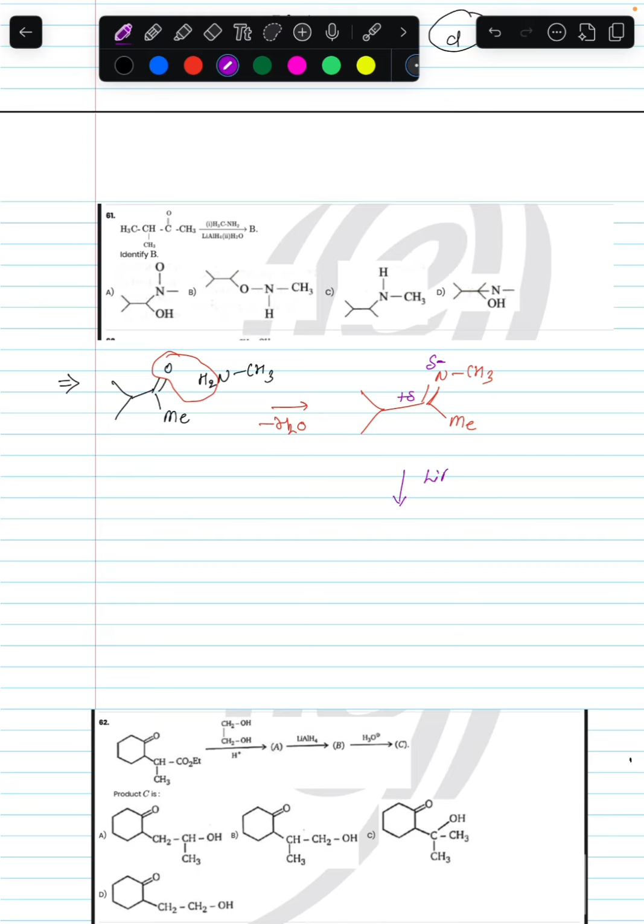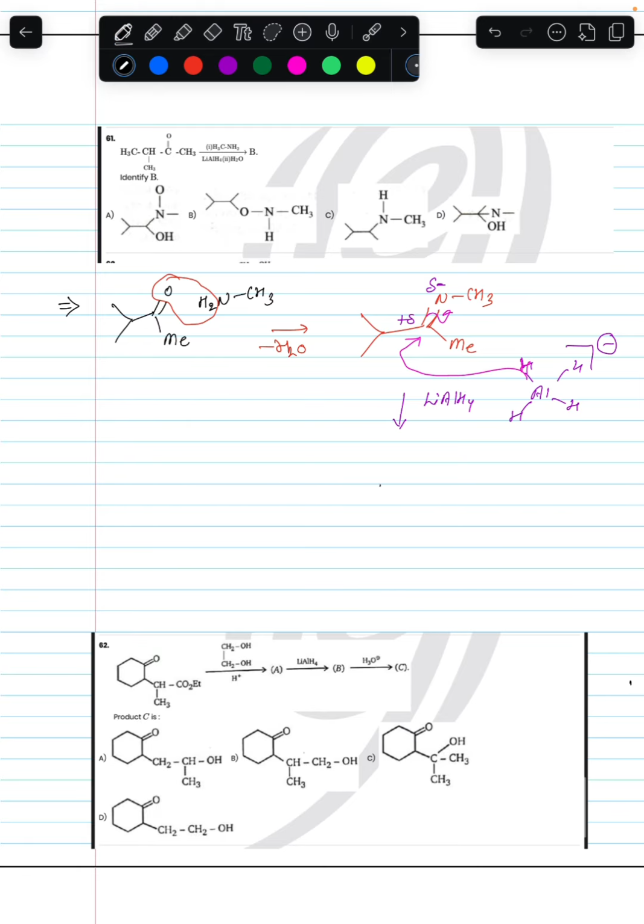It reacts with LiAlH4. So LiAlH4 is a reducing agent. Here the reacting species, meaning the nucleophile, is hydride, H minus. So this H minus will attack this carbon center and this bond will shift to the nitrogen. So we obtain CH3 CN methyl with hydrogen and a negative charge. After that it reacts with water, meaning work up. So we obtain NHMe. So the correct answer is C.